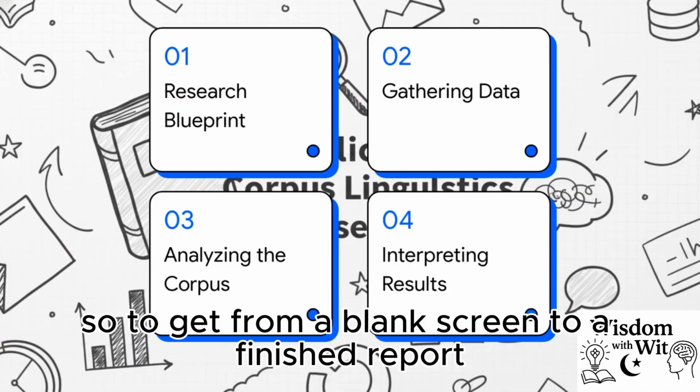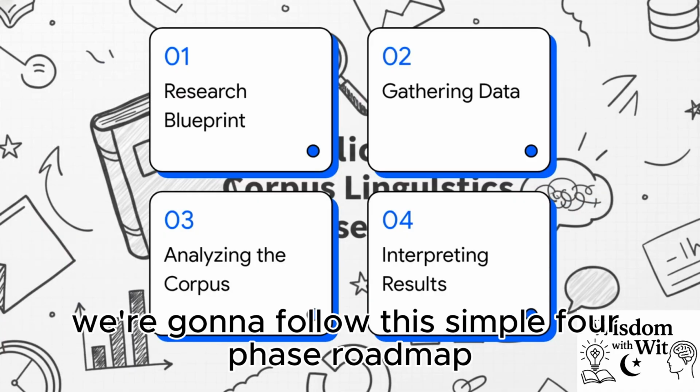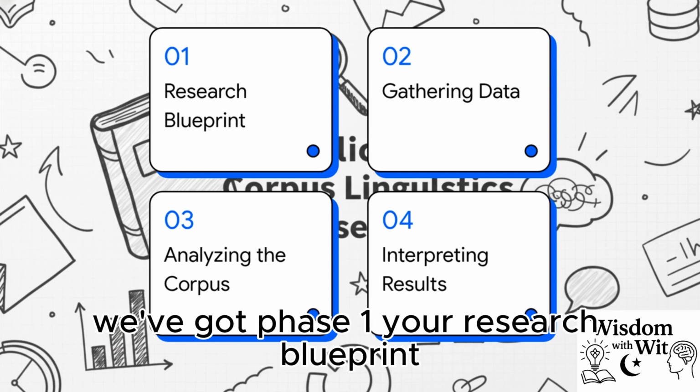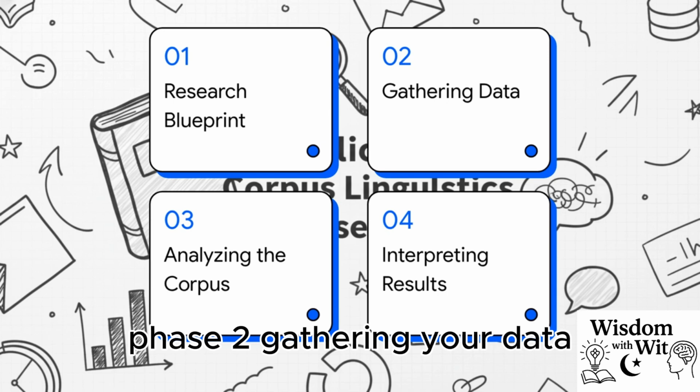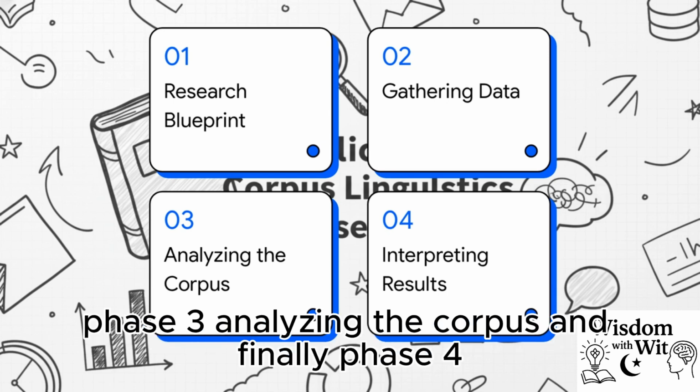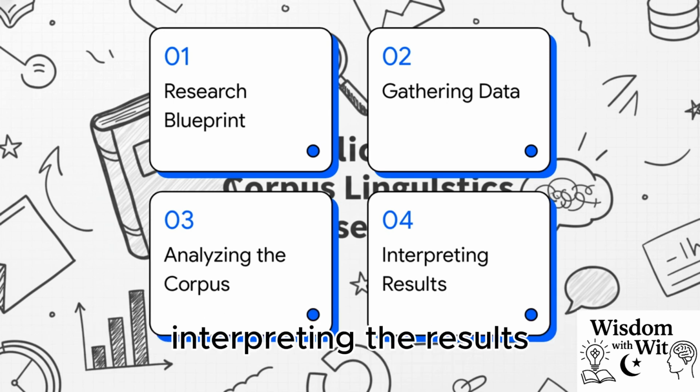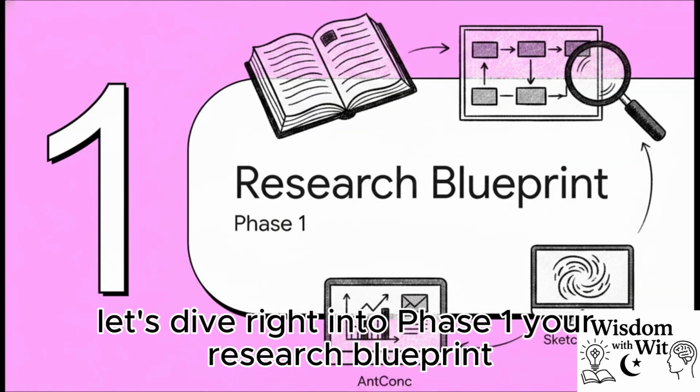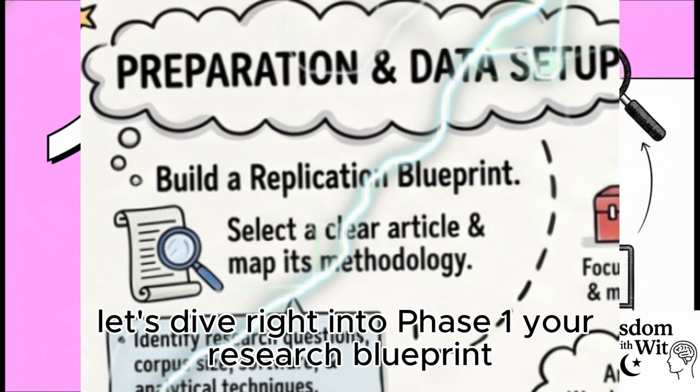So to get from a blank screen to a finished report, we're going to follow this simple four-phase roadmap. We've got Phase 1, your research blueprint. Phase 2, gathering your data. Phase 3, analyzing the corpus. And finally, Phase 4, interpreting the results. All right, let's dive right into Phase 1, your research blueprint.